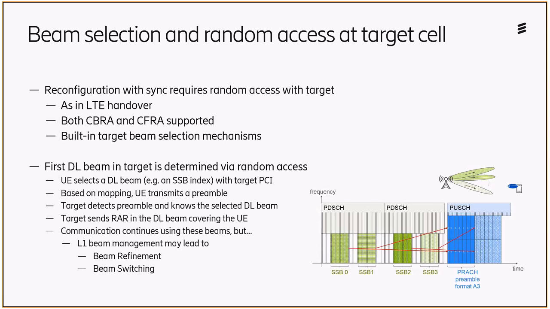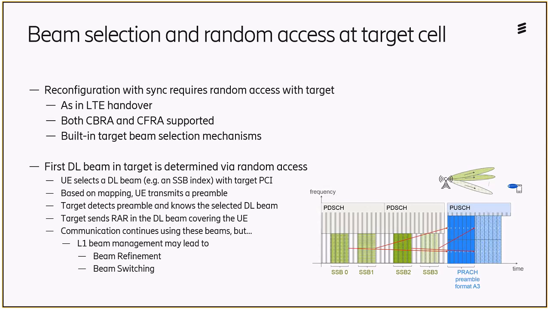Before the last slide, this is about the beam selection and random access at the target cell. The only reason I touched upon that is because there is some beamforming happening here, also beam related changes. But I expect Mats or Jose, I think it's Mats, who will talk more about MAC procedures. He will definitely talk about that a bit more. But in the context of handover, at least in a nutshell, the reconfiguration with sync requires random access with the target. So I need to do random access with the target to finish the handover to the target.